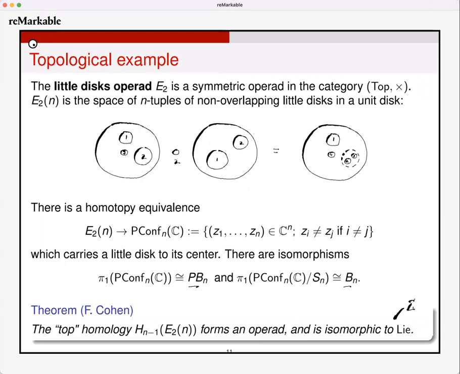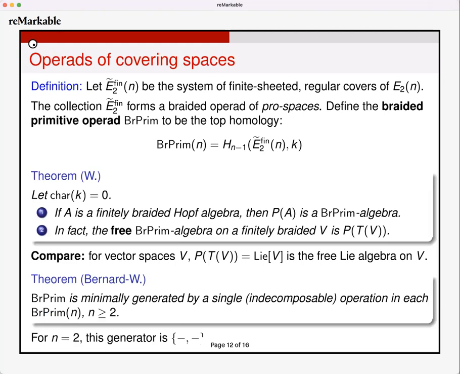But this is a highlight that I just want to point out: the thing that was working for the primitives in a normal Hopf algebra is the top homology of the little disks operad, up to some suspension that I'm a little confused about. So the results that I want to end with are the following. If I look at the inverse system of finite sheeted regular covers of the nth space of the little disks operad, well, those are indexed by finite index subgroups of the nth braid group.